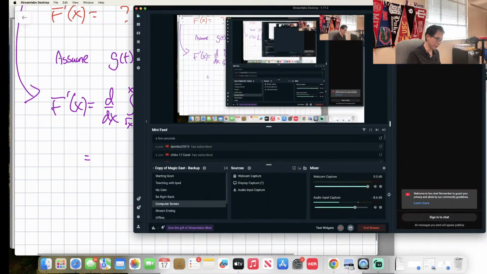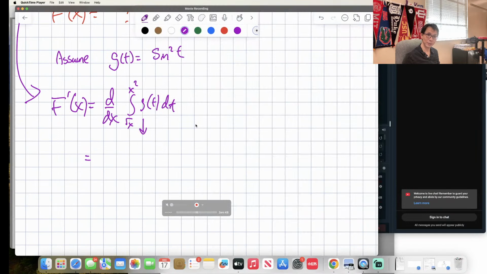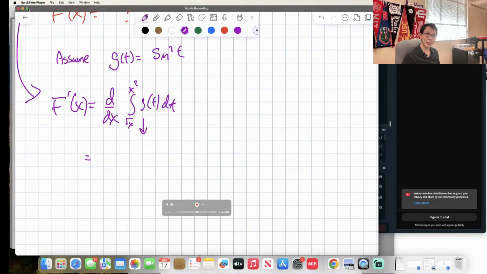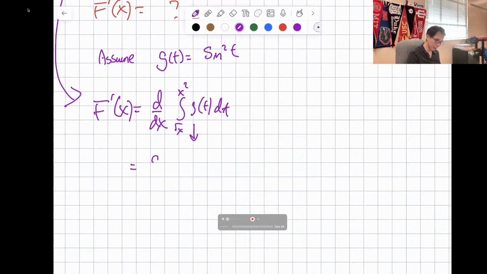Then we can integrate this. If I integrate this, this is going to be the fundamental theorem of calculus. If I just integrate that, this is part one of the fundamental theorem of calculus. It's going to be g of t dt. There's no more dt because I integrated.